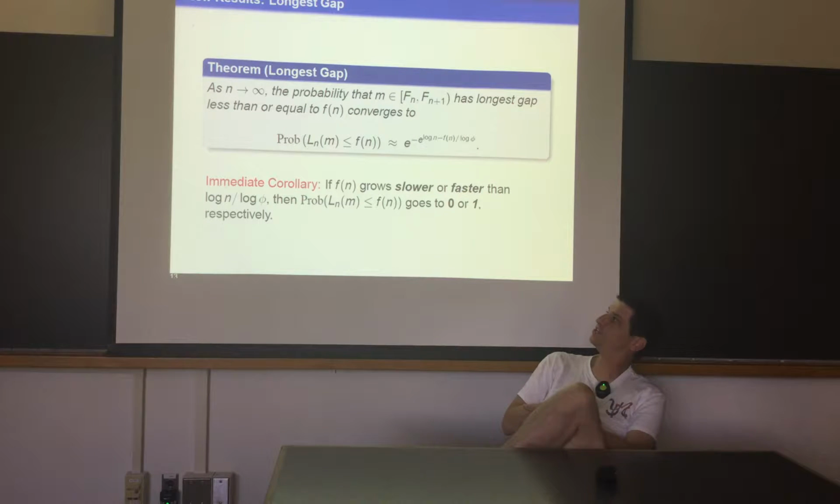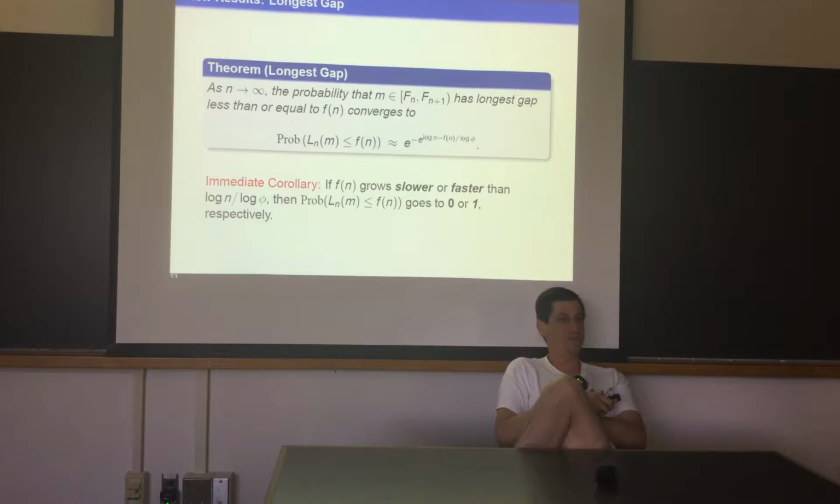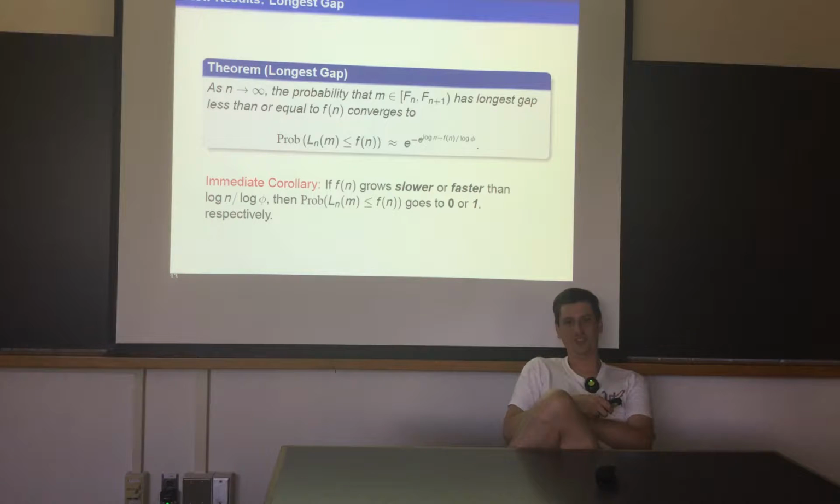So another question you can look at is the longest gap. As n tends to infinity, the probability that a number has its longest gap less than or equal to f of n converges to the following. So this is one of the few times in your life where you will naturally see a double exponential. This is not a professor just trying to make sure you understand your rules of differentiation. This is the cumulative distribution function. This is the probability that it's at most f of n.